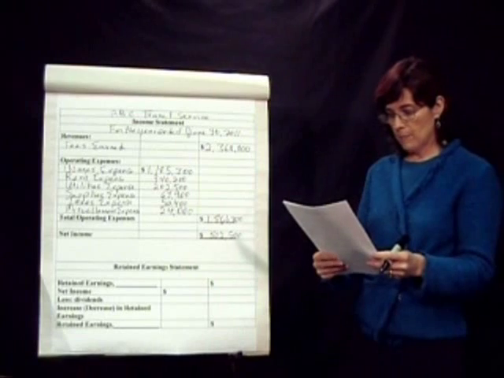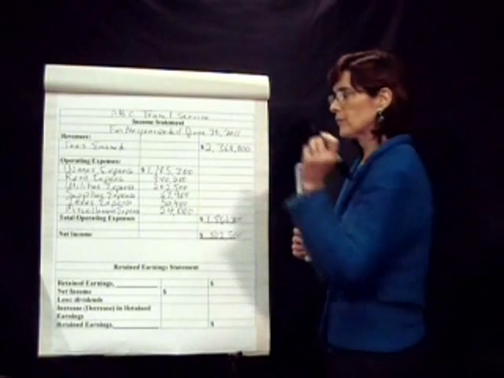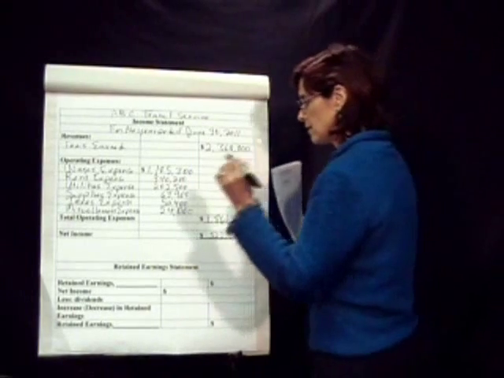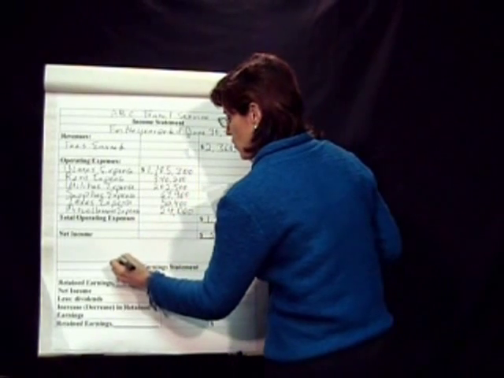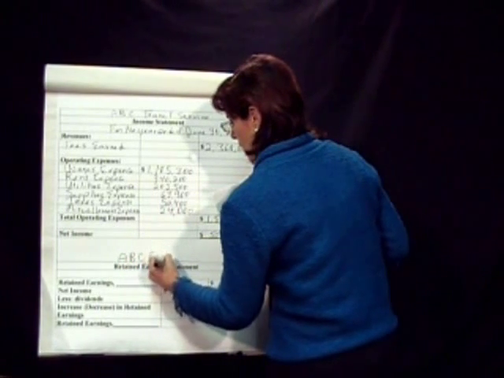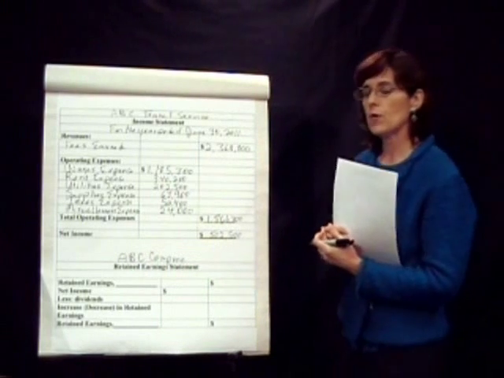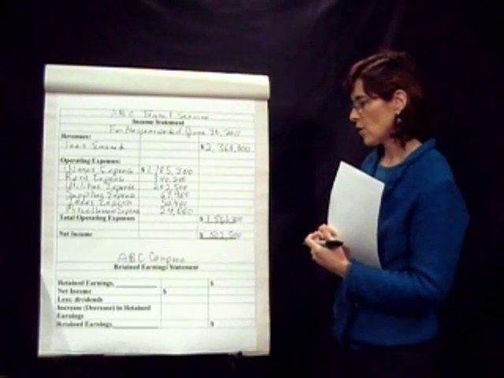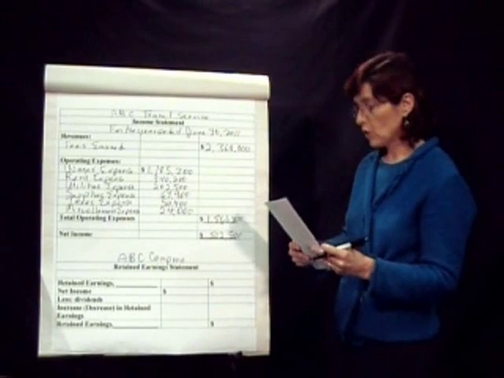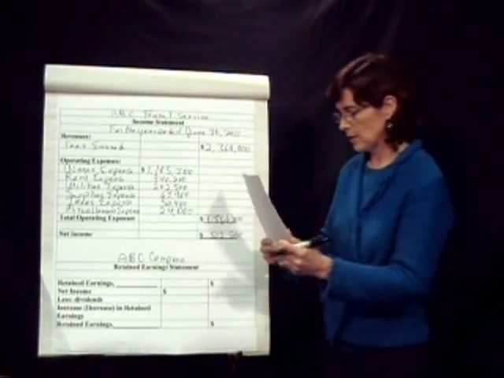Right. The next statement is the retained earnings statement. The part that should be true to form here is the name of the company is going to go at the top. The statement comes next, and if you were using the blank forms I have, it's already filled in for you. You're going to put the period of time. The period of time should match what you have on the income statement because these are going together.